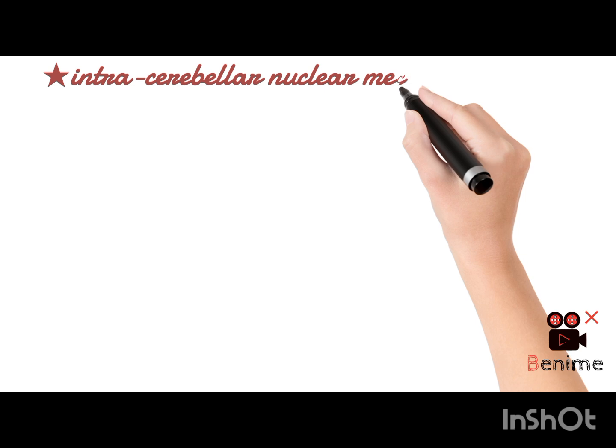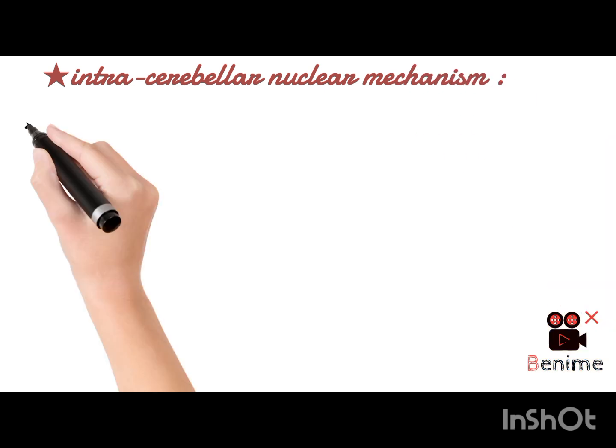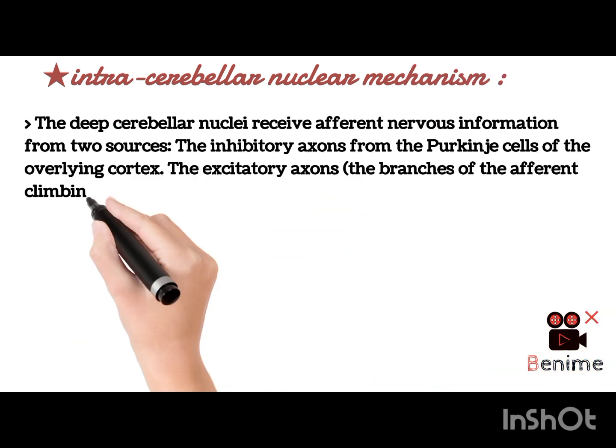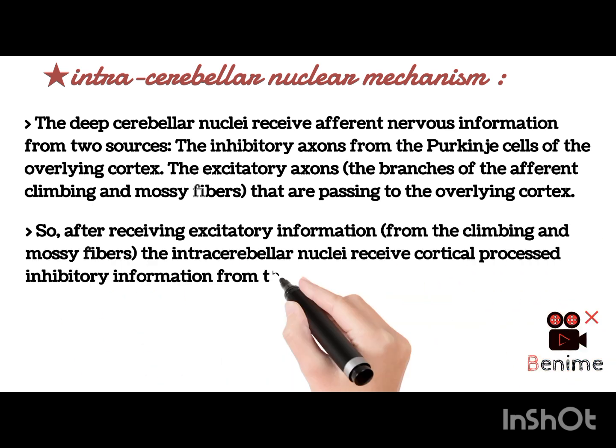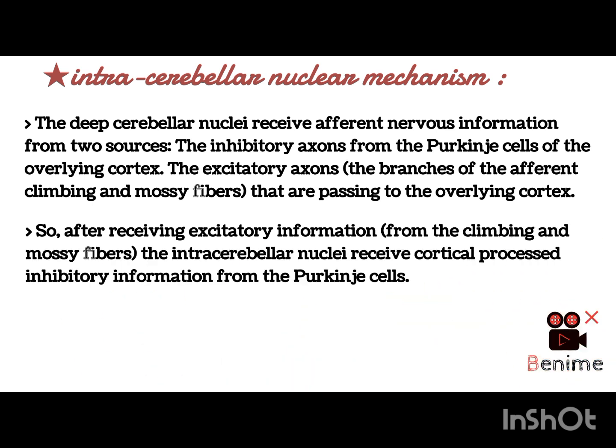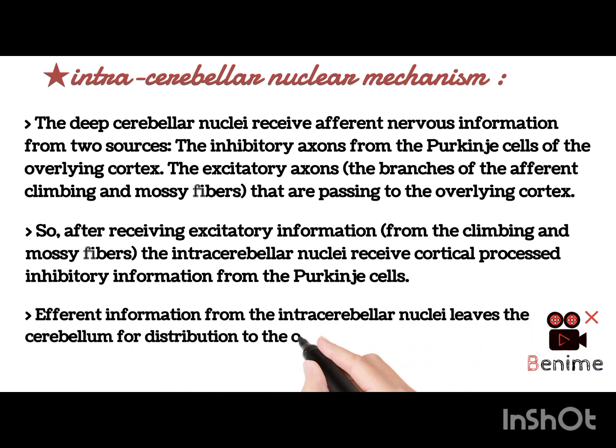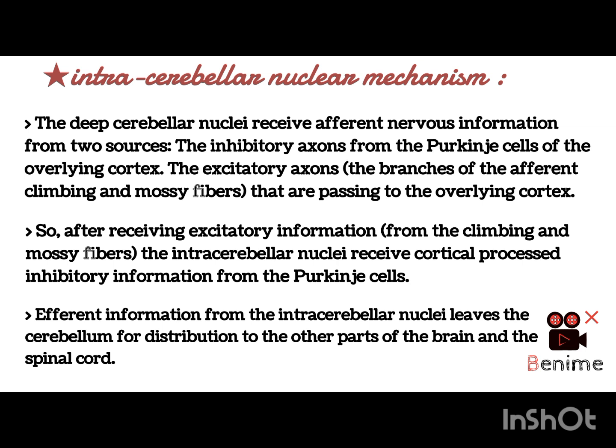Now the intracerebellar nuclear mechanism. The deep cerebellar nuclei receive afferent nervous information from two sources: the inhibitory axons from the Purkinje cells of the overlying cortex and the excitatory axons, the branches of the afferent climbing and mossy fibers that are passing to the overlying cortex. So after receiving excitatory information from the climbing and mossy fibers, the intracerebellar nuclei receive cortical processed inhibitory information from the Purkinje cells. Efferent information from the intracerebellar nuclei leaves the cerebellum for distribution to the other parts of the brain and the spinal cord.